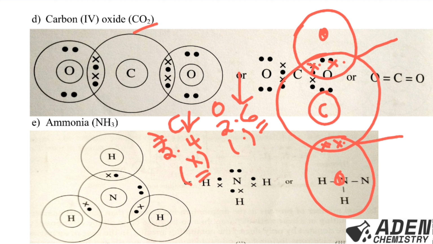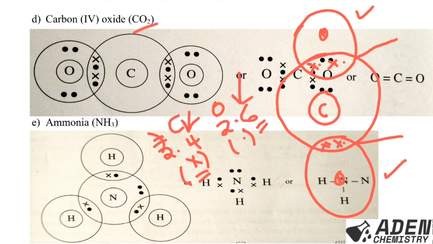Because this is oxygen and this is also oxygen. So this one requires 2 electrons from carbon. Even this one requires 2 electrons from carbon. So that's how we are going to draw the bonding.